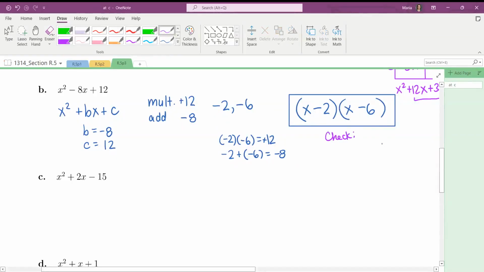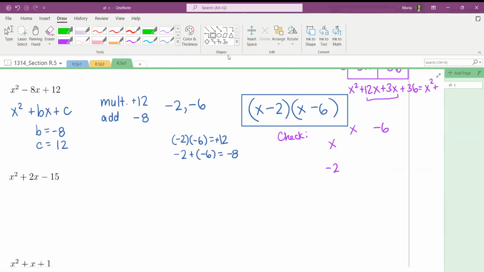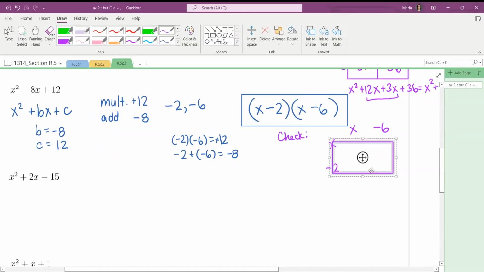So down the column, I'm going to go +x minus 2. And then across the top here, I'm going to do +x minus 6. I'm going to set up my boxes. Let me scoot this over. All right, so we set all this up. We need our 4 boxes here. And then we're just going to multiply each pair of numbers together. And that will give us what we get when we multiply the whole thing out.